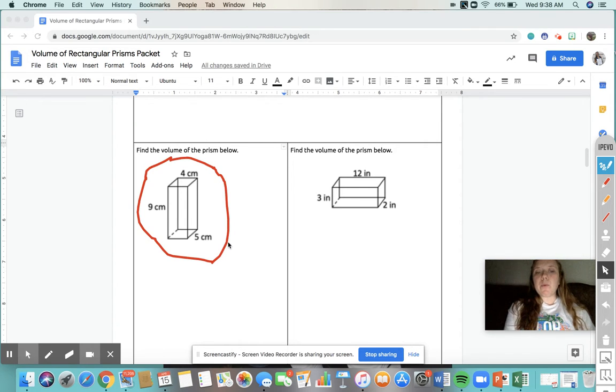It is also important that we know that a prism has a length, a width, and a height. So the length is how long the prism is, the width is how wide, and the height is how tall. And we will talk more about that in just a minute.